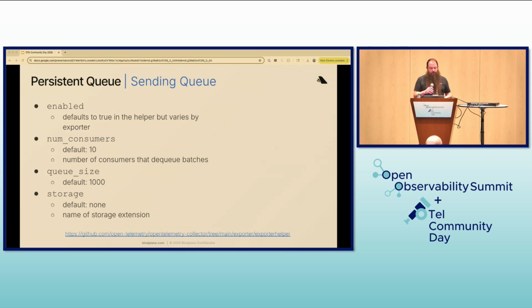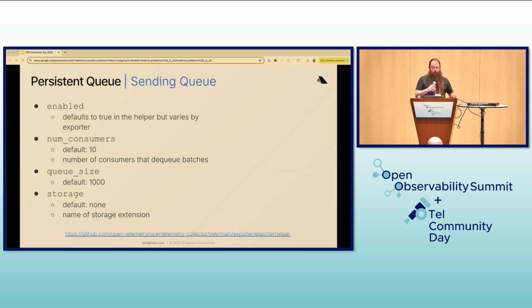So the number of consumers is exactly as the name implies. This is how many of those consumer workers are actually dequeuing data and sending it off downstream. This defaults to 10. This is one of the parameters that we often find ourselves tuning while we're working with customers to get that just right value to not overwhelm your downstream system, whatever that might be, but to make sure you're efficiently exporting that data. So I can't give you a golden number to always try, but it is definitely a place to tune and be aware of to make those pipelines more efficient.